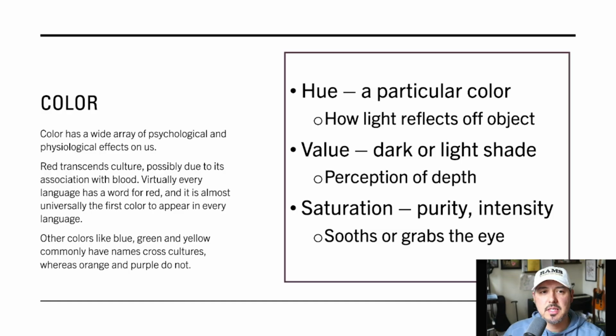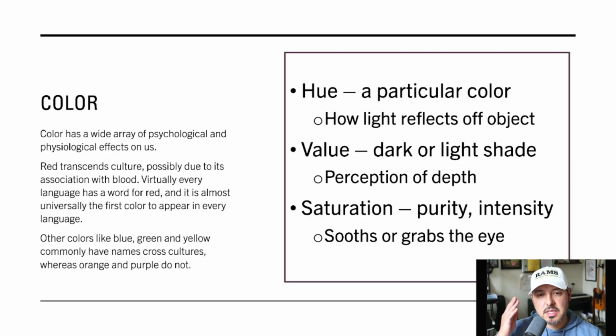So within the elements of color, we start with hue, and hue is a particular color. This is how the light reflects off the object. Depending on that wavelength, it's how it is sensed going into your eyeball. So a hue is red, green, blue, those sorts of things. That's your hue. All right. Then you have your value, your dark or your light shade.